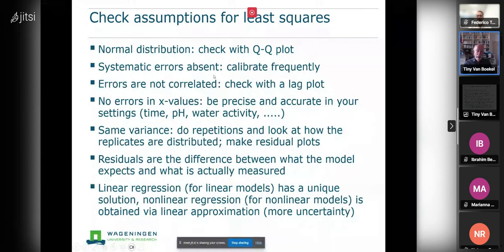For the absence of systematic errors, you need to calibrate frequently. You can check for correlated errors by plotting the residuals against each other, and then you have a so-called lag plot. The errors in the X values should be absent. Well, that is again your responsibility to be precise and accurate. Whether or not the measuring points at each X value have the same variance is also something to check, and that can be easily checked by making residual plots. Just plotting the residuals shows you whether they are approximately the same.